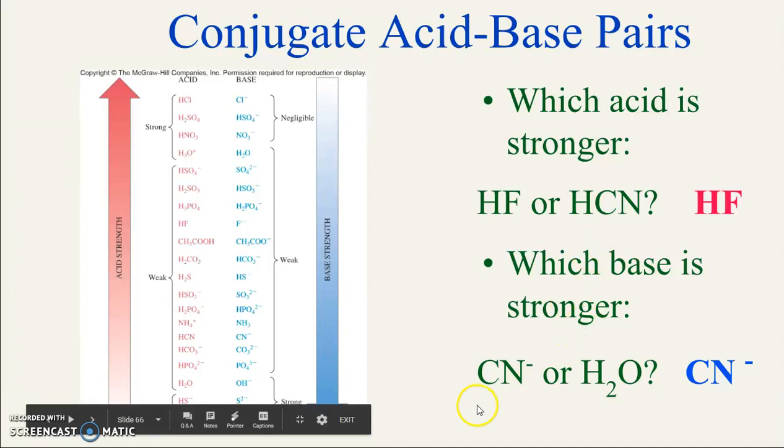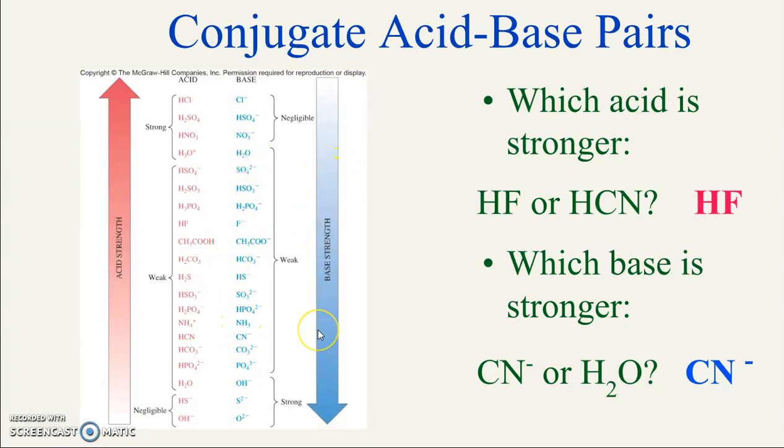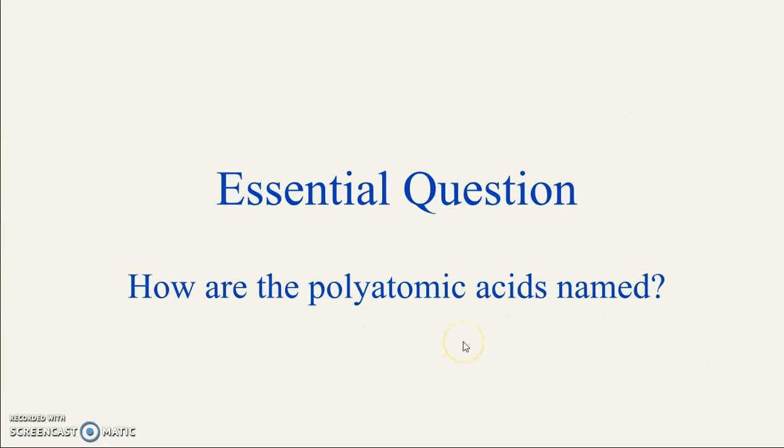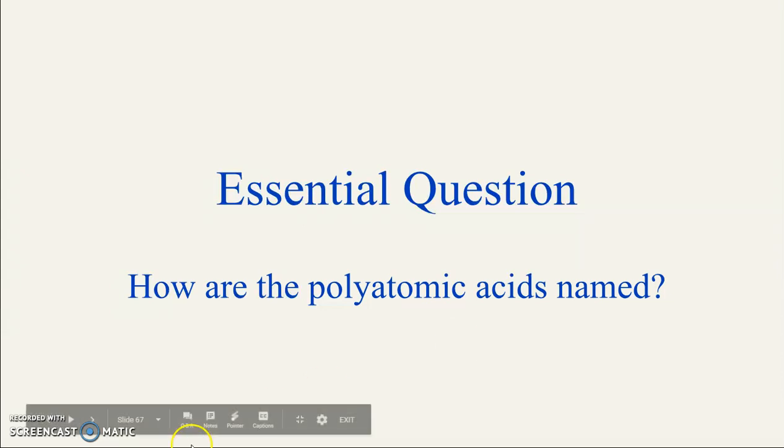And which base is stronger, CN- or H2O? CN- is right here, and H2O is up here, so CN- is actually stronger. You notice it goes the opposite direction. So that concludes our discussion about conjugate acids and conjugate bases. Work through those practice problems, and we will review them in class.